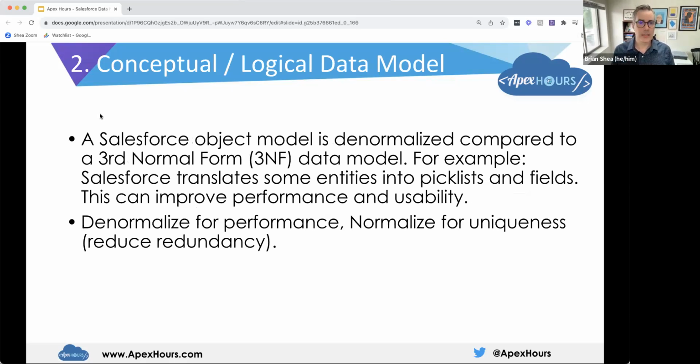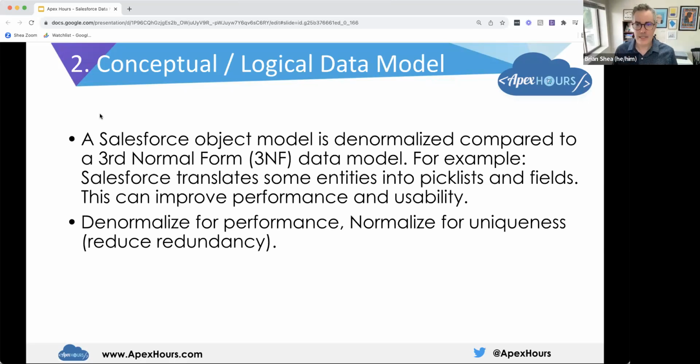So I had mentioned earlier this concept of third normal form. I'm not going to get into that in terms of data modeling and conceptual data modeling, but when people in the industry talk about a database being normalized, they're generally referring to third normal form. It's kind of a standard for enforcing uniqueness, reducing redundancy in a practical way. And the point I want to call out here is the Salesforce object model is denormalized compared to a third normal form data model. That's by design.